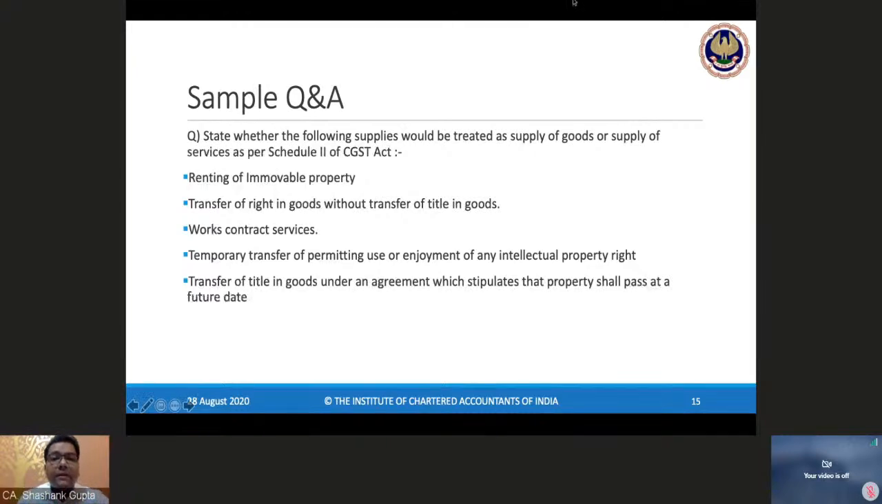Okay, so let me see how many answers are there. Kanika is asking, shall we write CN as 1117 or not? So, I believe you're asking about circular number. So, circular number and section number and subsection number, clause number.